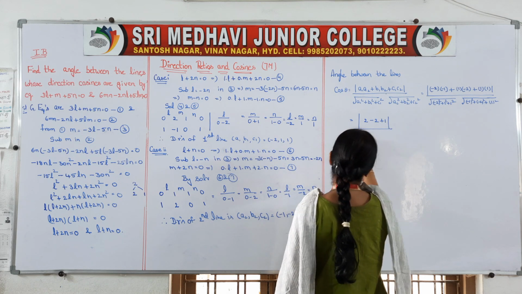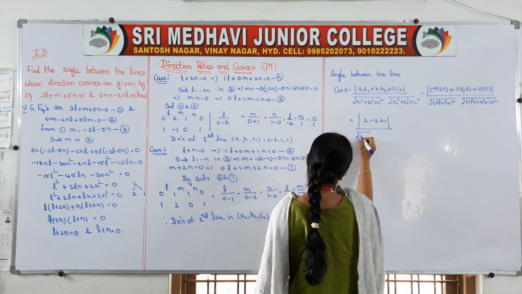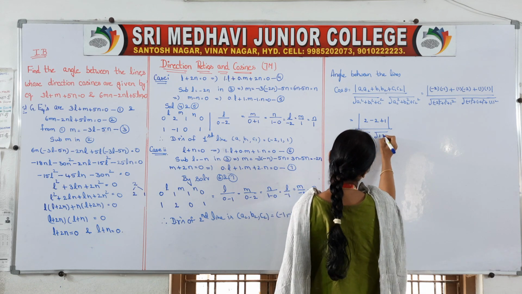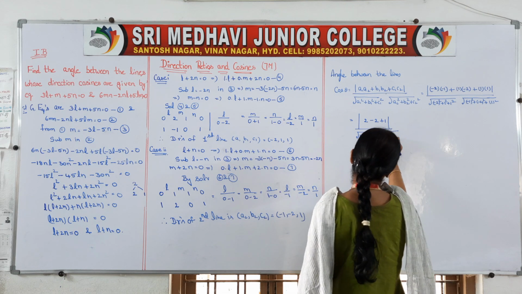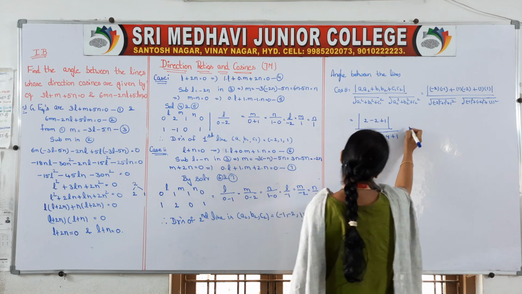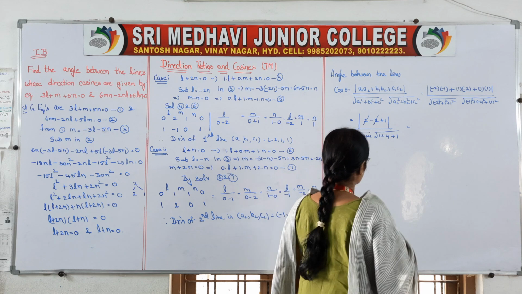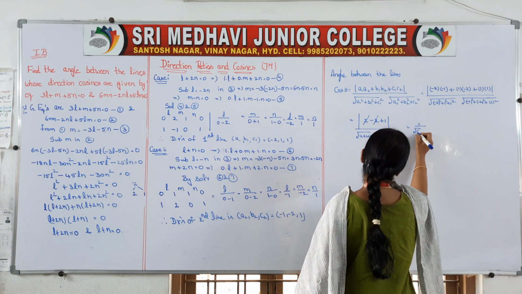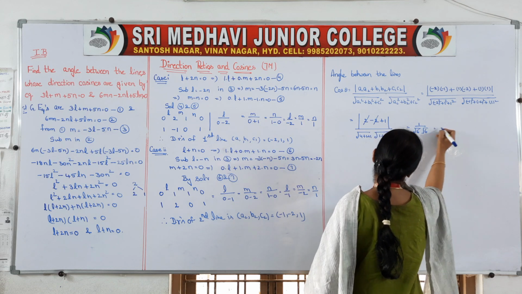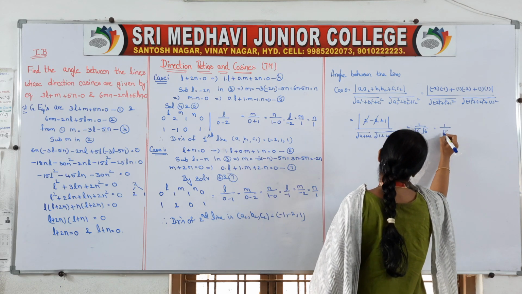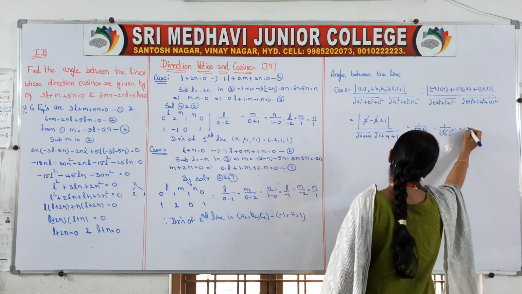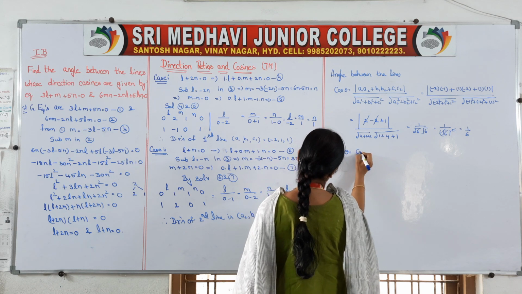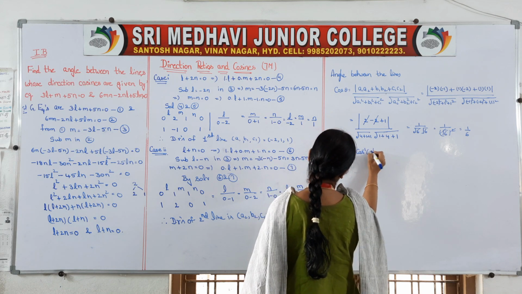By root of 2 square, 4 plus 1 plus 1. Similarly, minus 1 whole square, 1 plus minus 2 whole square, 4 plus 1. Here plus 2 minus 2 cancels, so 1 will be there. So 1 by root 6 into root 6, which is 1 by 6. So theta is equal to cos inverse of 1 by 6.